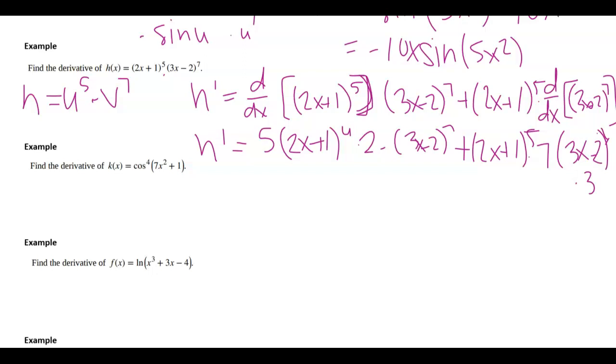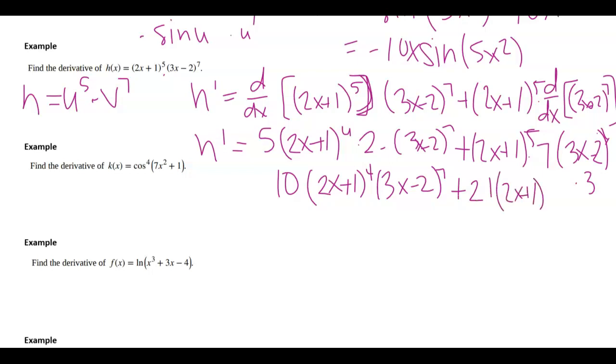All right, I can clean this up just a little bit by doing 10(2x+1)^4(3x-2)^7 plus 21(2x+1)^5(3x-2)^6.